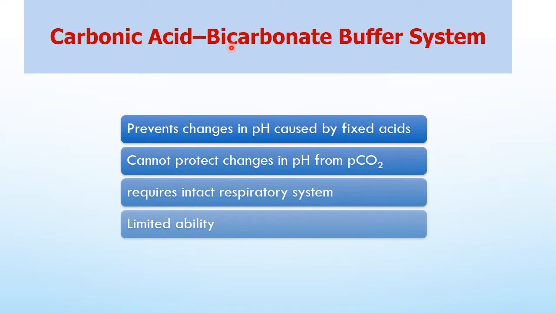The carbonic acid bicarbonate buffer system prevents changes in the pH caused by fixed acids. It cannot protect against changes in pH from PCO2 and requires an intact respiratory system to function. The carbonic acid bicarbonate buffer system is limited by the bicarbonate reserve that is present in the body.